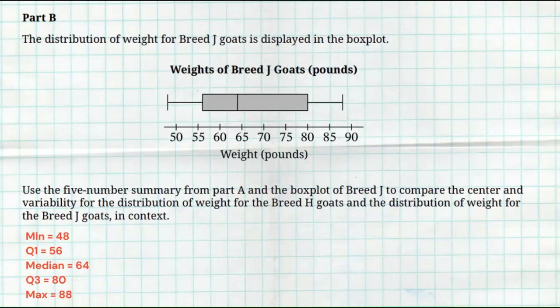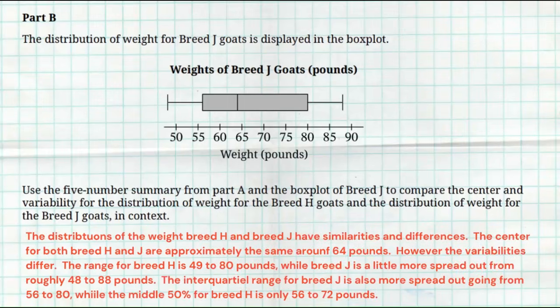So now that I have a good feel for the 5-number summary for breed J, I could write a nice conclusion here about comparing them. Now, the first thing I noticed is that the medians, the center, were pretty much the same, right around 64, but the spreads were a little bit different. So here's what I wrote. The distributions of the weight of breed H and breed J have similarities and differences. The center for both breed H and J are approximately the same, around 64 pounds. So I noticed that that was something they had in common.